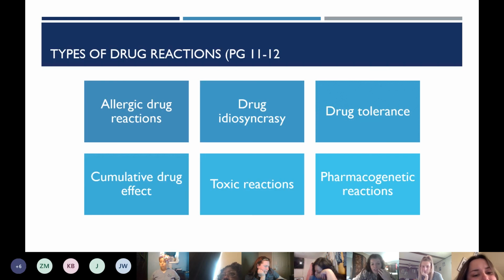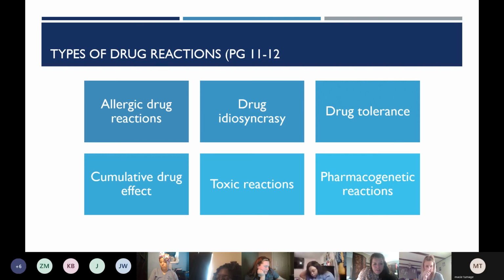Okay, drug reactions. Y'all still okay? Everybody still with me? All right, drug reactions. We are going to have several types of drug reactions. The one y'all have heard about the most is allergic drug reactions. We can have patients have drug idiosyncrasy. You will need to know what all of these mean. Drug tolerance, cumulative drug effects, toxic reactions, and pharmacogenetic reactions.